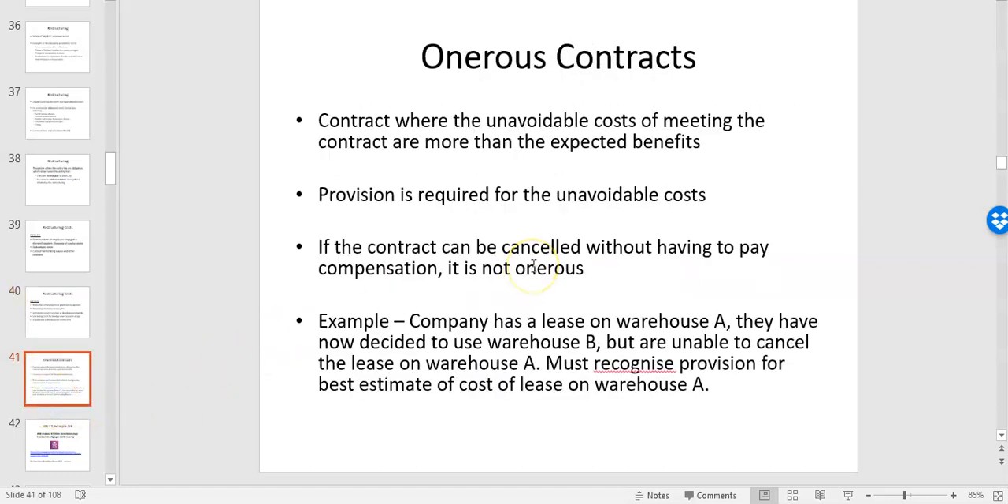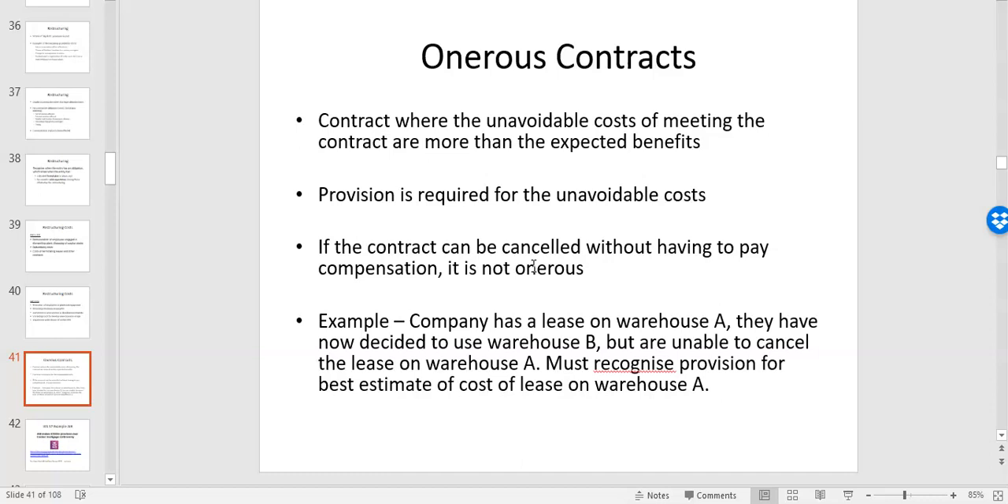The last one, which is quite relevant now in the context of COVID, and particularly with lockdown, is onerous contracts. So you have your contract, and the unavoidable costs of meeting the contract are more than the expected benefits. One obvious one here is leases. So for example, you have a lease, maybe on Grafton Street, you're in lockdown, the store is shut, and you decide, look, we're shutting down. We're not going to stay on. We can't. And that's a common scenario, unfortunately.